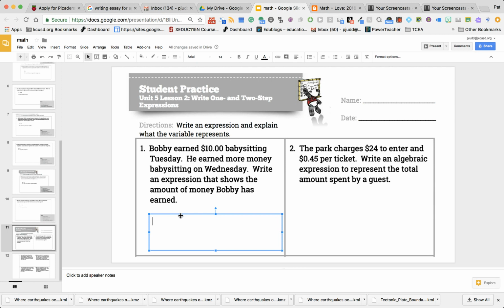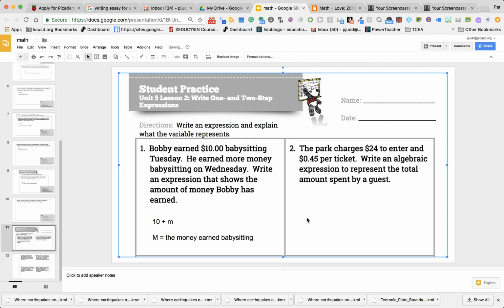And you're going to have $10 plus. I'm going to put M for money. And M represents the money earned babysitting. Okay. And the second one.